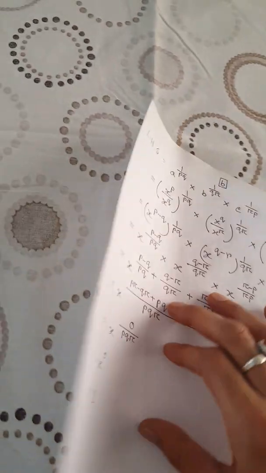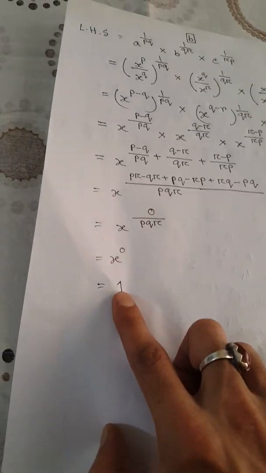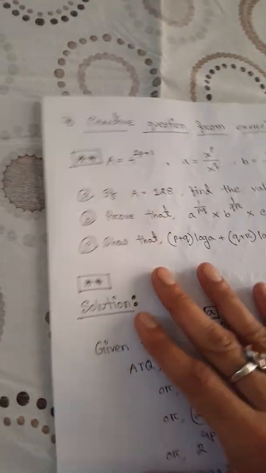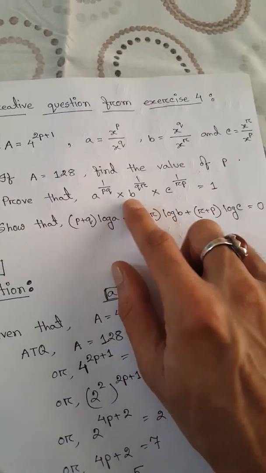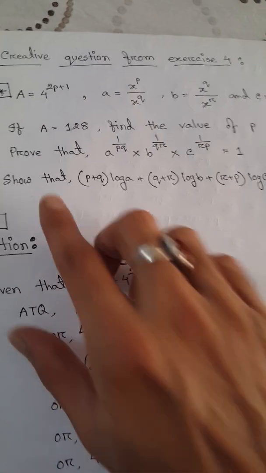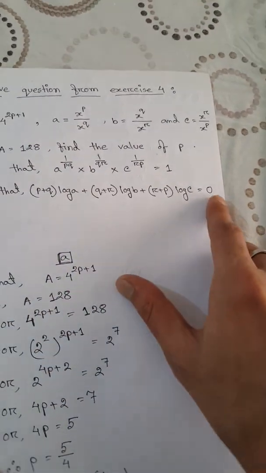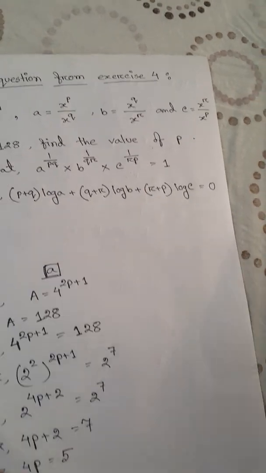Hence from here we write 1, and then what we had to prove we have already proved. So number B is done. Now we see question number C. Here we have to show that this is equal to 0. This is the math of logarithm, so we will do it now.